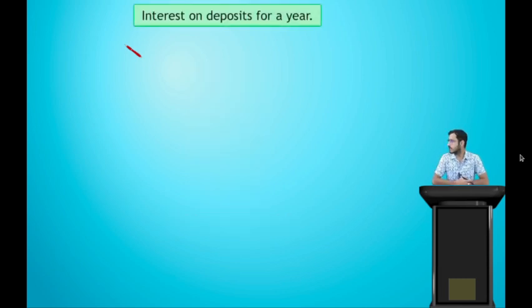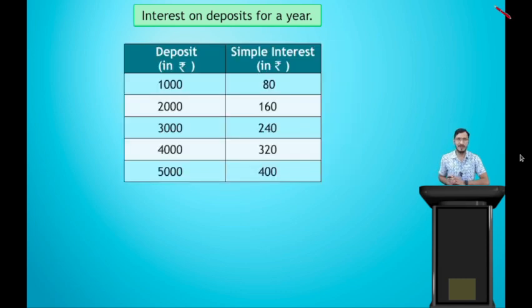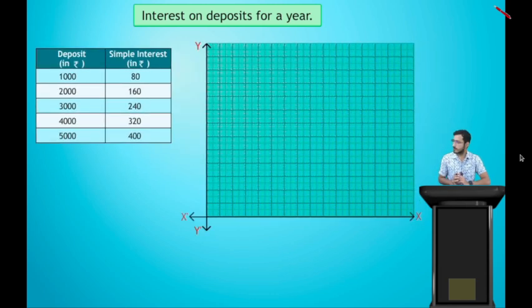Interest on deposits for a year. Here you can see a table of deposit and simple interest. When the deposit is rupees 1000, the simple interest is rupees 80; for 2000 it is 160, for 3000 it is 240, for 4000 it is 320, and for 5000 it is 400. So now we draw a graph.